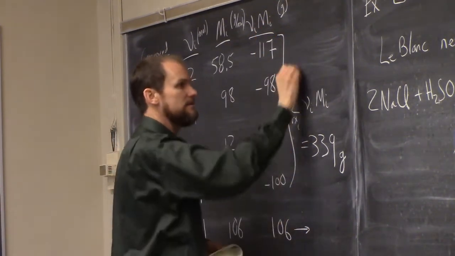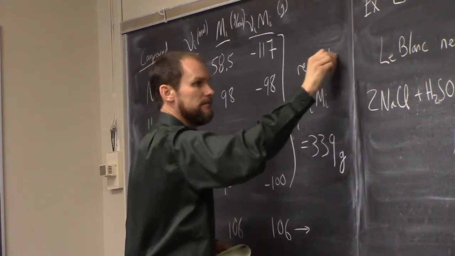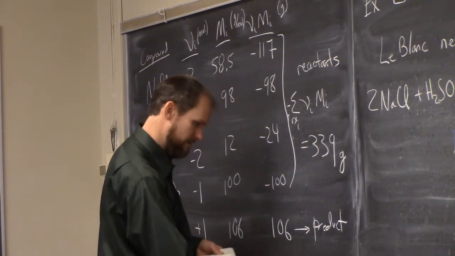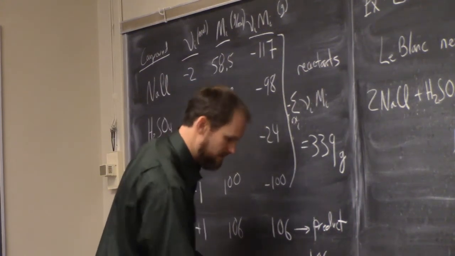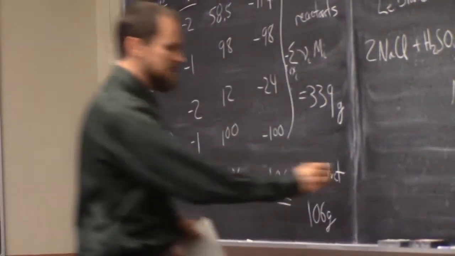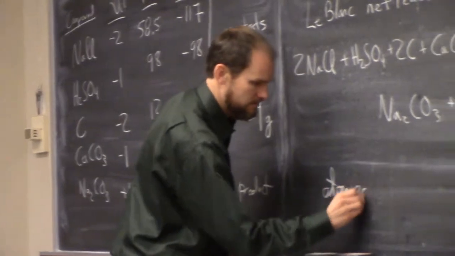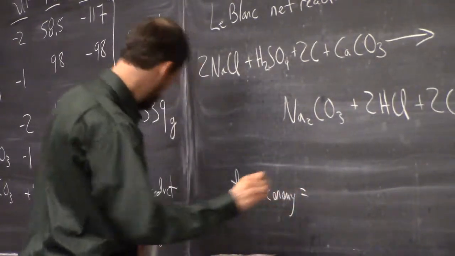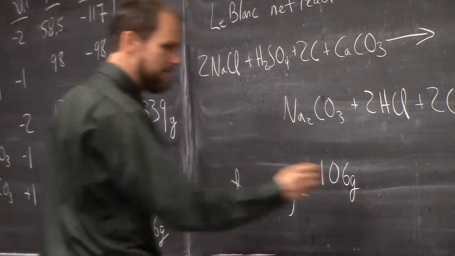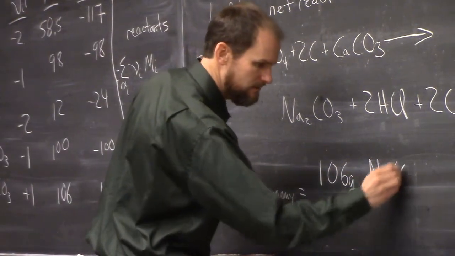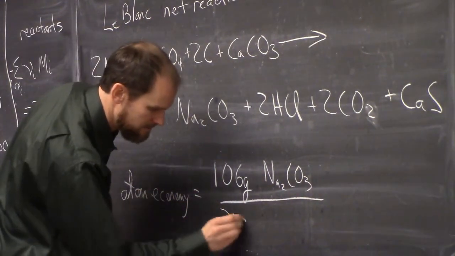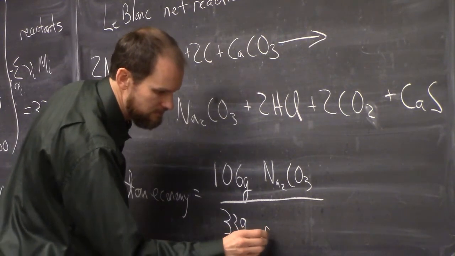And then the product, so these are the reactants. Product is 106 grams. Just that one right there. So our atom economy: we got 106 grams of sodium carbonate from 339 grams of reactants.